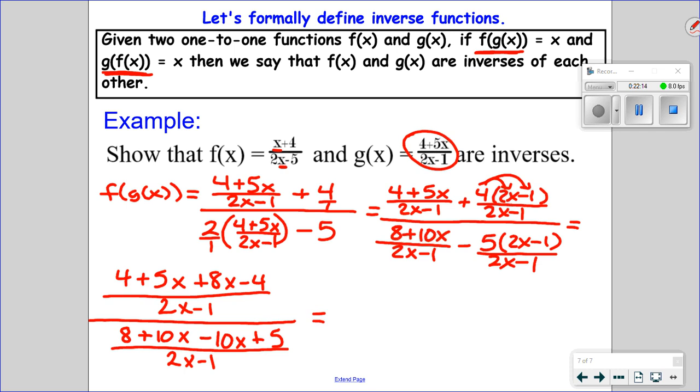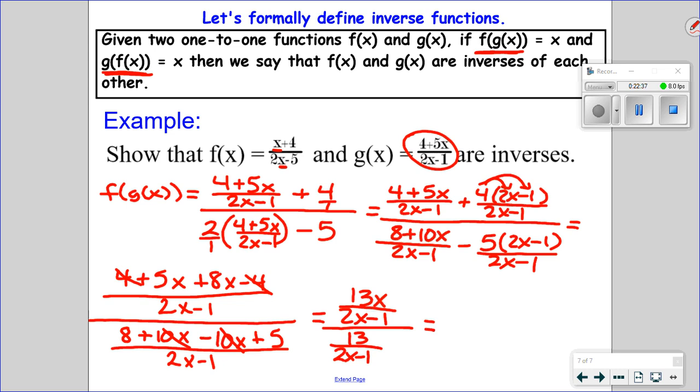We're getting there. Let's see what happens. Let's combine our like terms. Actually, I can tell that the 4s are going to add to 0, and then 5x plus 8x will give me 13x. Here the 10x and the negative 10x add to 0. 8 plus 5 is going to be 13 over 2x minus 1.